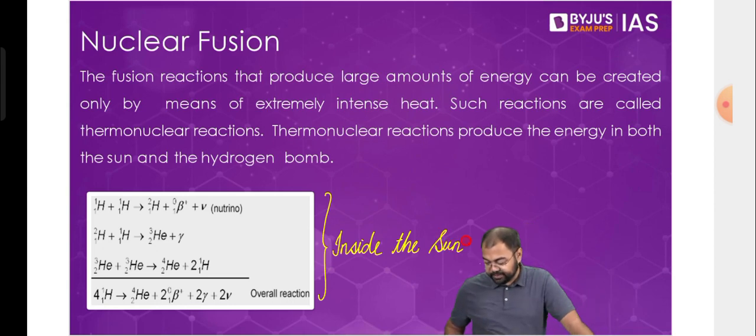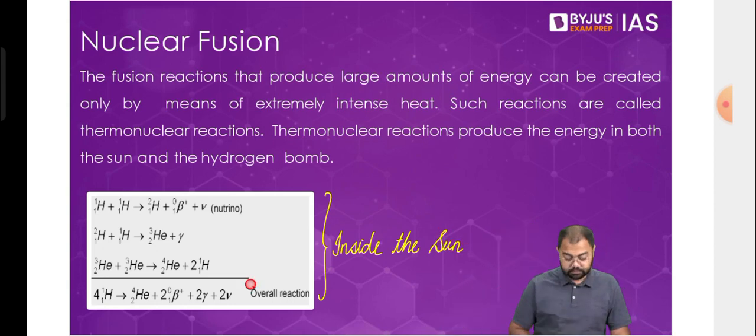Right? This is typically what happens inside the sun. Now, in this particular scenario, let's see what happens. First, you have two normal hydrogen. They fuse together and they are forming deuterium. Now, this deuterium combines with more hydrogen to form helium-3. If you see here, this is helium-3.